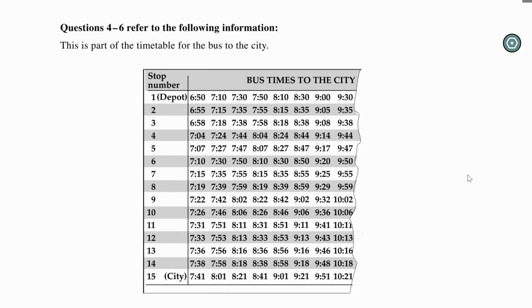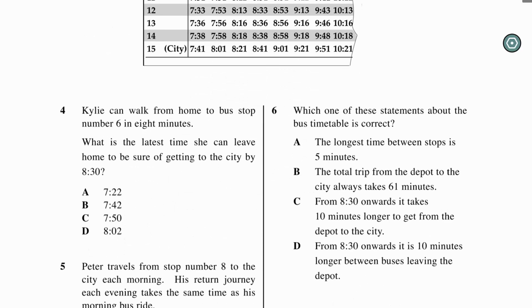Okay, so questions 4 to 6 refer to the following information. This is part of the timetable for the bus to the city. Question 4 says Kylie can walk from home to bus stop number 6 in 8 minutes. What is the latest time she can leave home to be sure of getting to the city by 8:30?